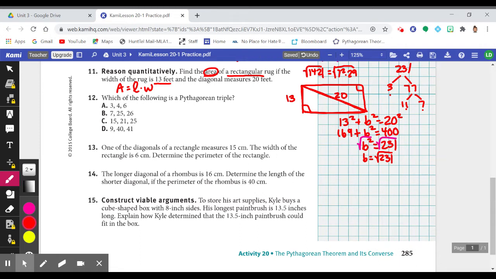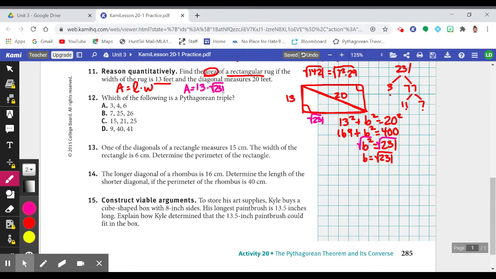So this is in simplest form. So now that we know the length of this side is the square root of 231, they want us to find the area of the rug. I'm going to teach you a little trick here, or just a little mathematic principle. If the width is 13, we'll multiply that by the length, square root of 231.